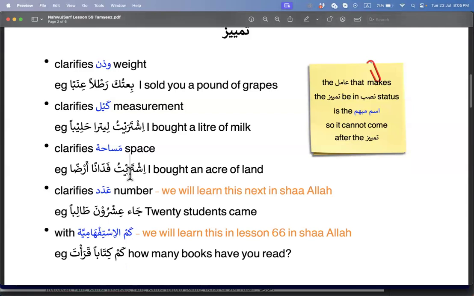What about the next one? Ishtaraitu is the same, fi'il madi, ana. Next one, this one faddanan. Faddanan is maf'ulun bihi. Ardan is tamyiz. Yes, exactly. Because faddan here is an acre, the space, the masaha, and litran here is the measurement. So whenever you have all these kinds of words, the next word must be tamyiz. Very easy. Then you have number. We will do number next topic, inshallah.